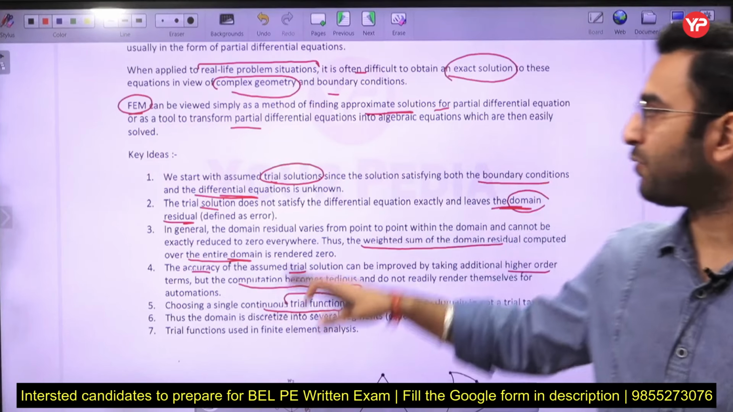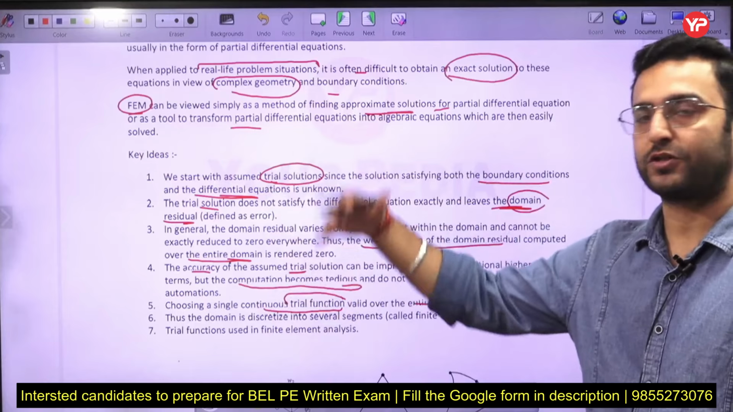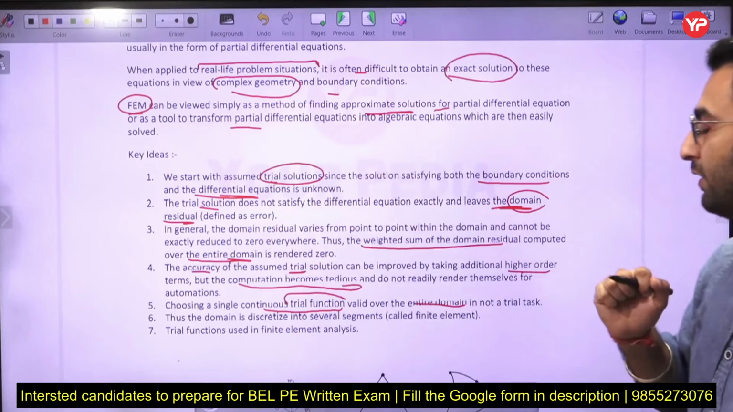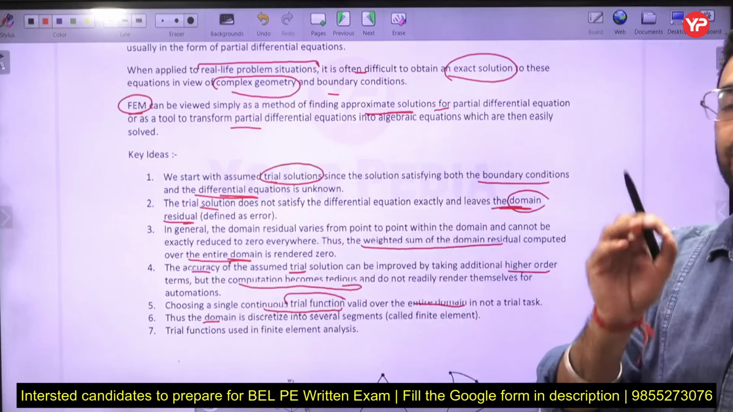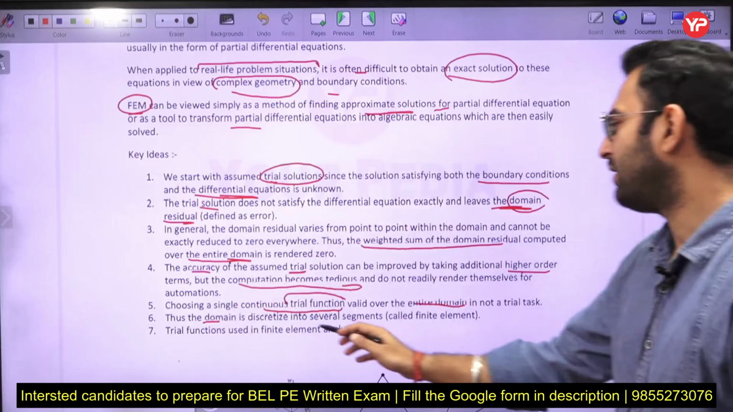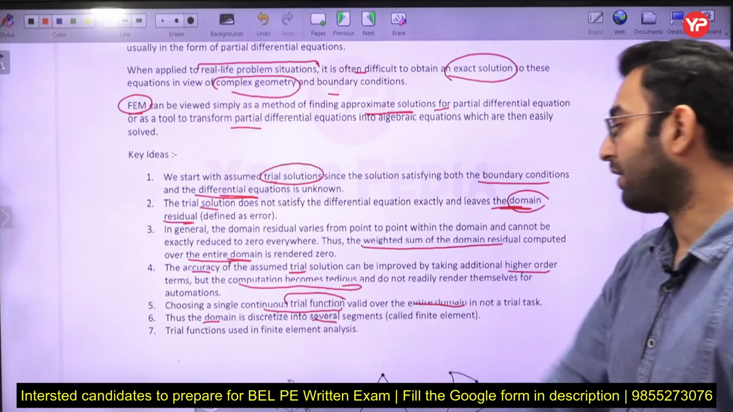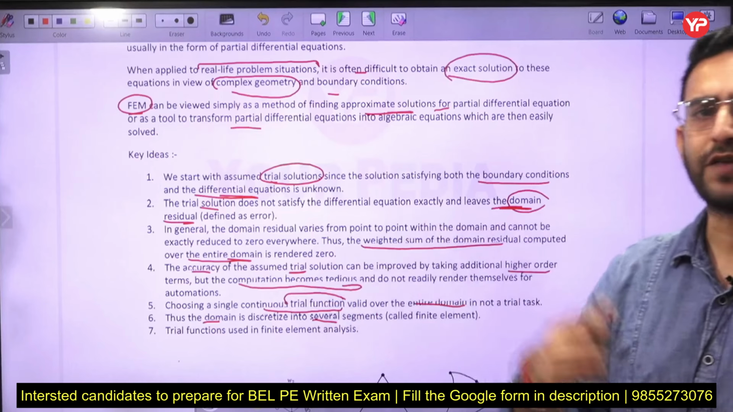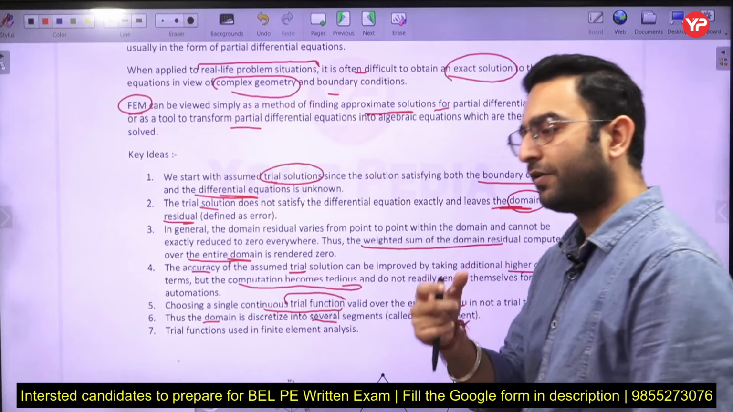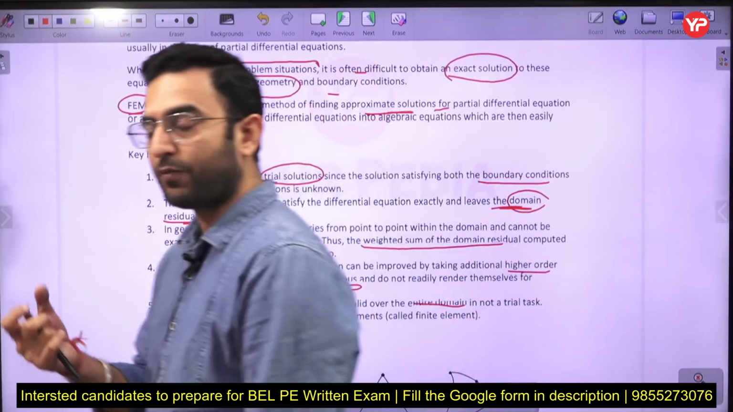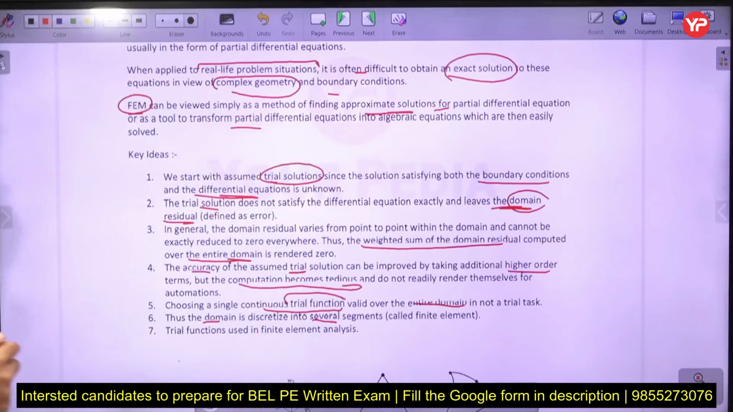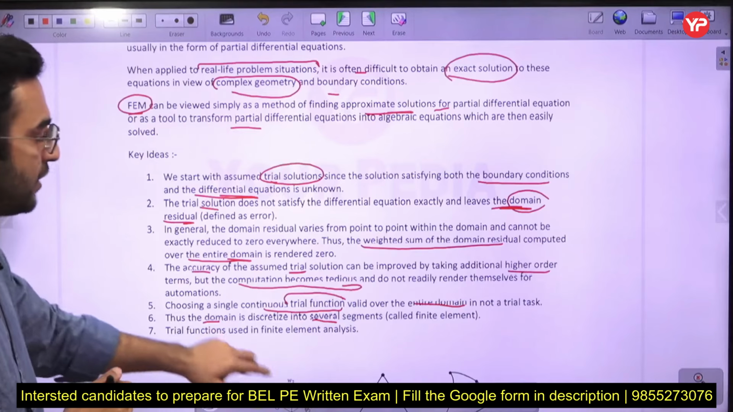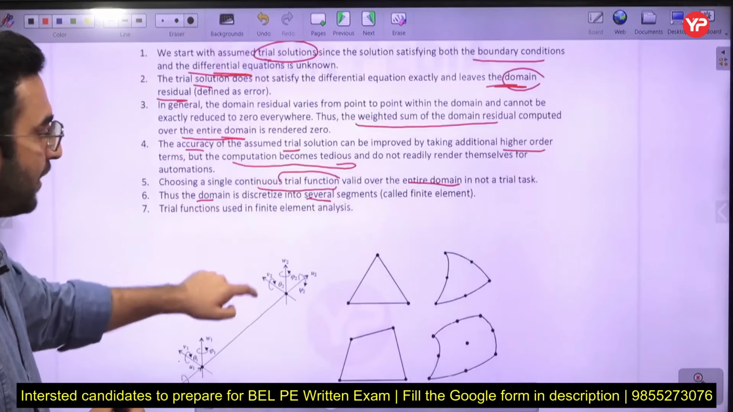So this is a simple procedure by which we are proceeding in this particular subject. In this case, the domain which we have is discretized into different types of elements. It is discretized into several elements, and we may have different shapes of elements depending upon whether we have a 1D structural problem, a 2D problem, or a 3D problem.